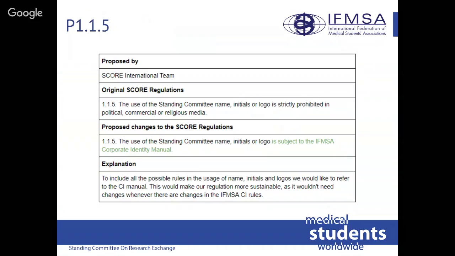Identity Manual. There are a lot of rules in the Corporate Identity Manual by IFMSA that we all abide by, even in SCORI. And to us, it didn't make sense to just put a little part of it in our regulations, and if it were to change, we would change along with them. So we wanted to make it clear that they're all subject to the IFMSA Corporate Identity Manual, so we wouldn't have to change the regulation whenever the manual gets changed or added onto.